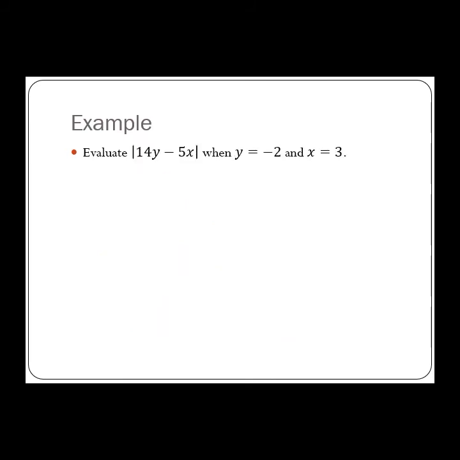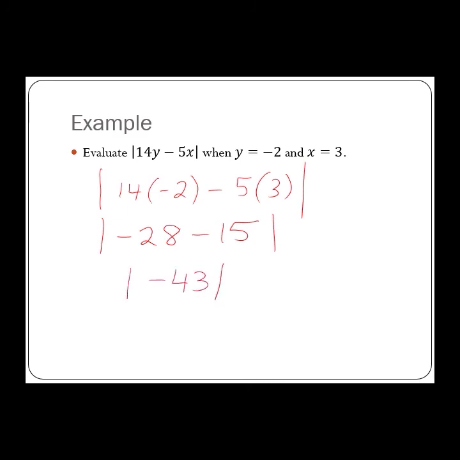In this case, there are absolute value bars, so we're going to need to use what we know about absolute value bars to finish this. 14 times -2 is -28. -5 times 3 is -15. And they're both negative, so we're adding them. We get -43, and then the absolute value makes it +43.